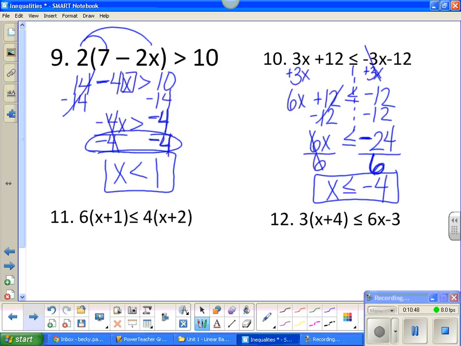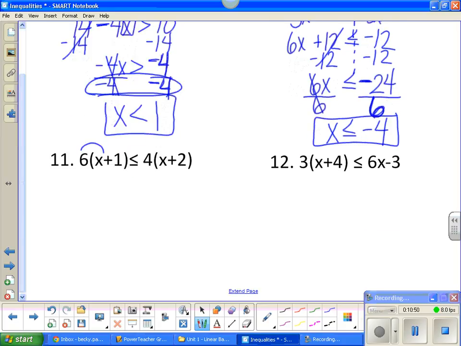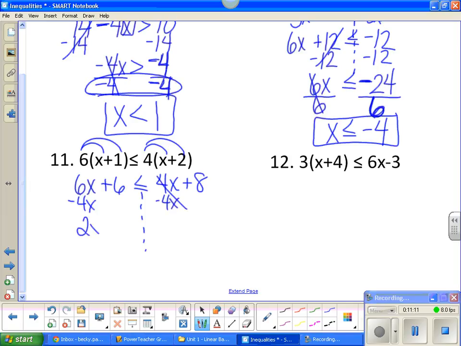Number 11. I've got distributing on both sides. So give me 6x plus 6 less than or equal to 4x plus 8. Here's my wall. Think about what you want to move. It's a positive 4x, so I'm going to subtract it. Gives me 2x plus 6 less than or equal to, and I have an 8 over here.